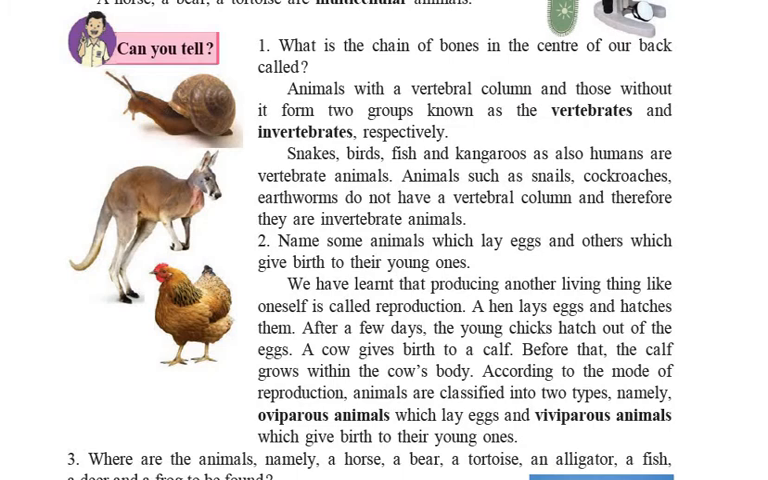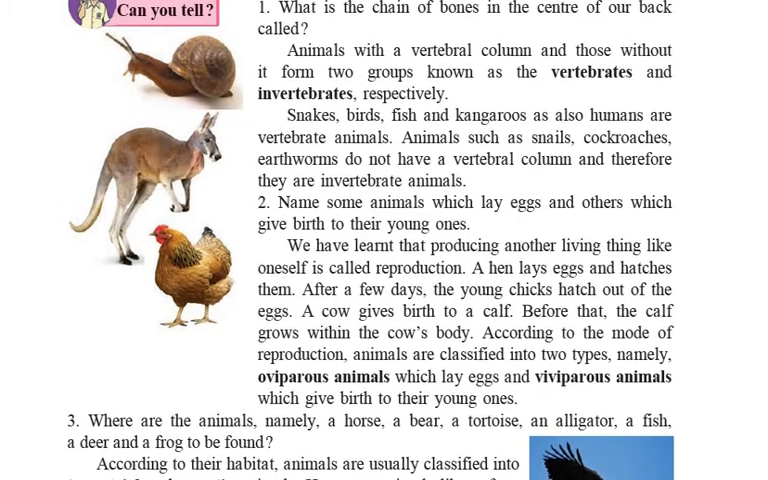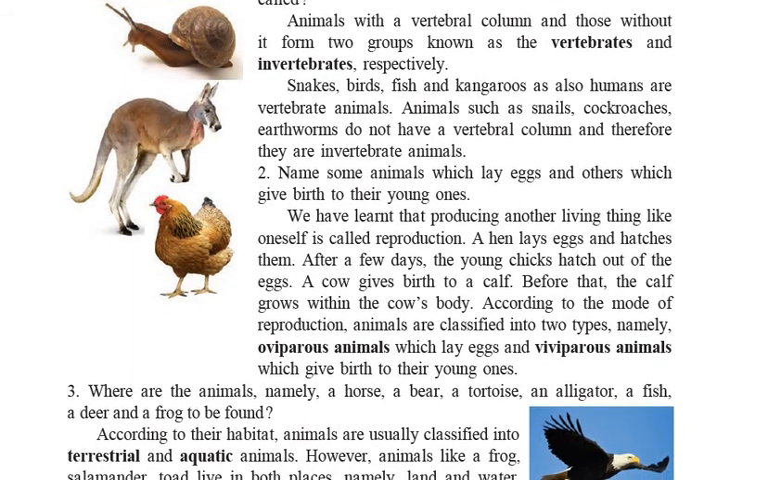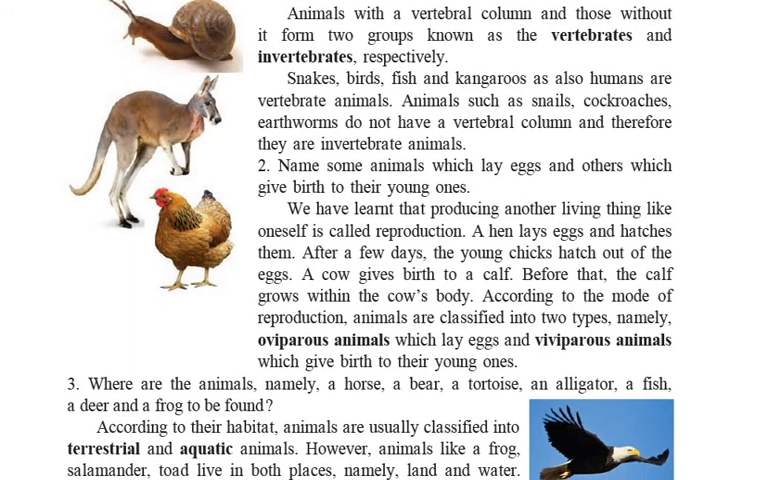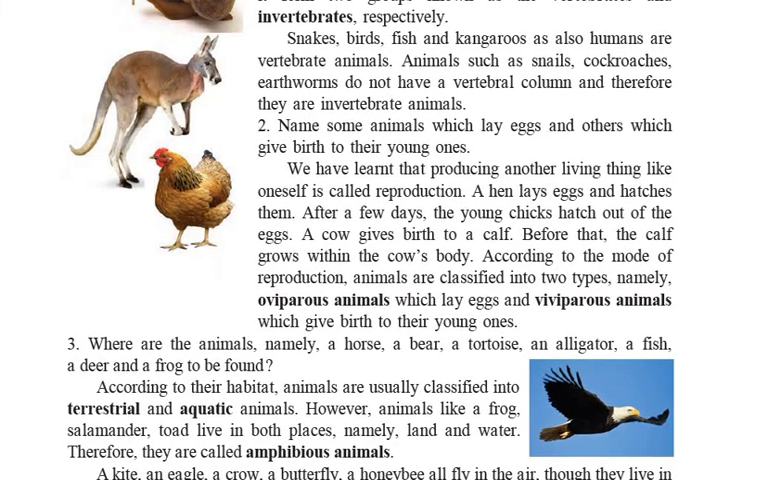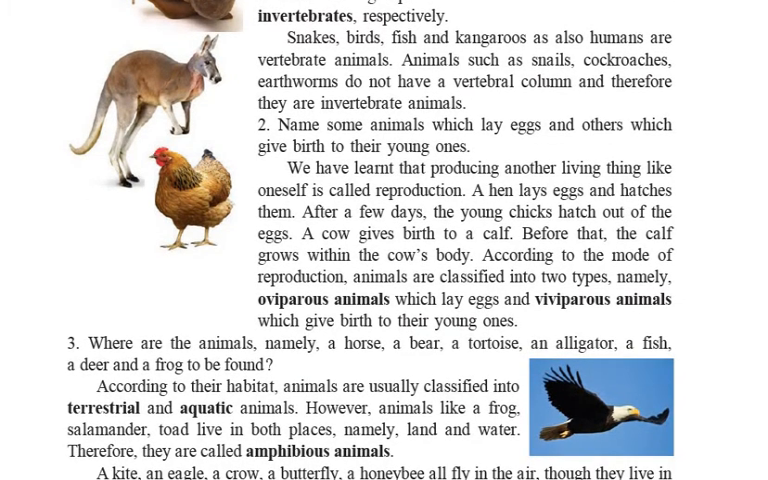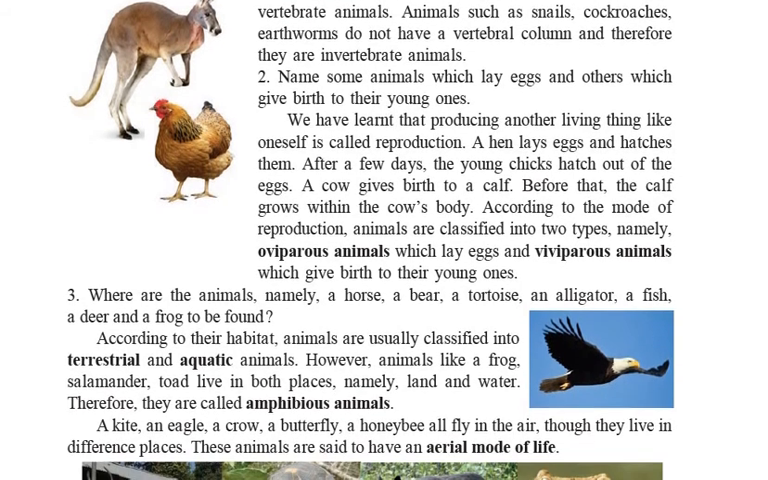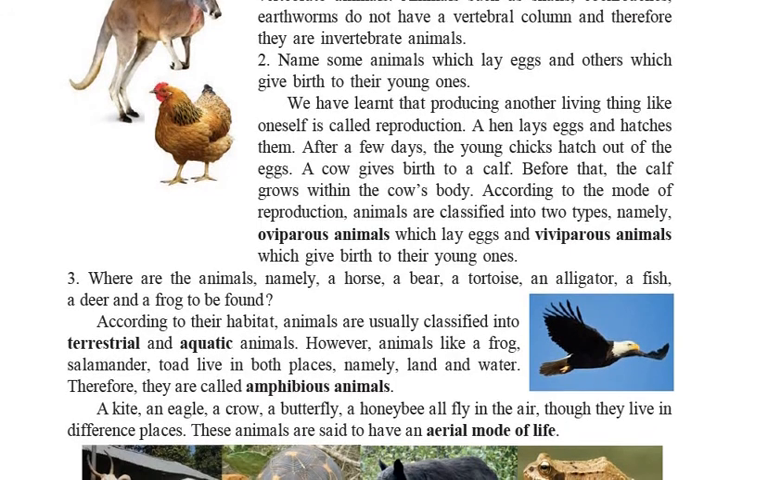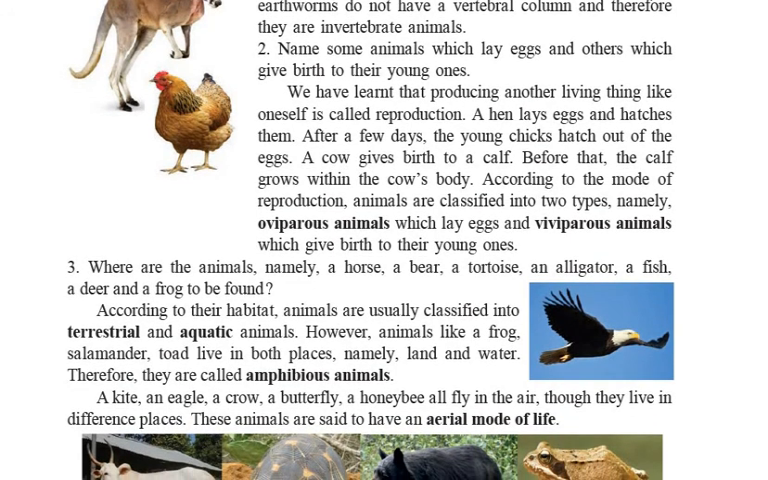What is the chain of bones in the center of our backs called? Animals with a vertebral column and those without it form two groups known as the vertebrates and invertebrates respectively. Snakes, birds, fish and kangaroos, as also humans, are vertebrate animals. Animals such as snails, cockroaches, earthworms do not have a vertebral column and therefore they are invertebrate animals.